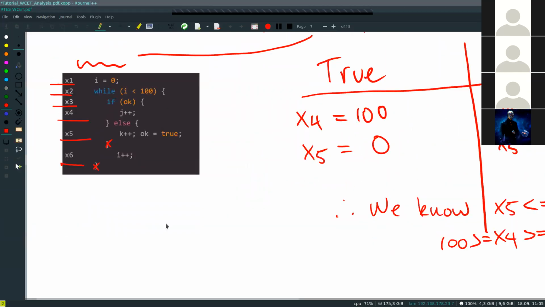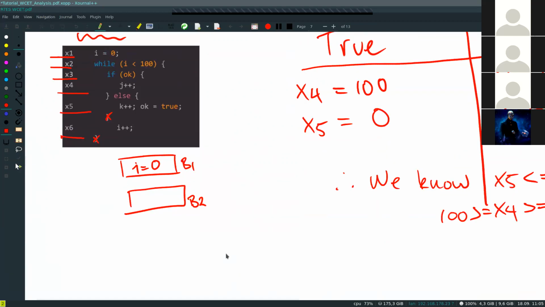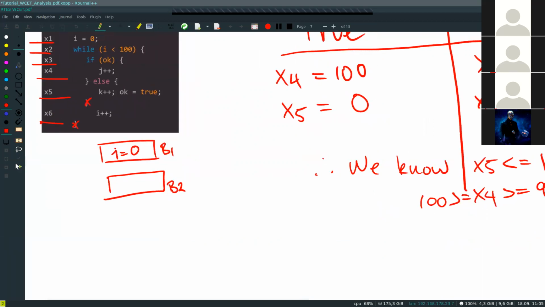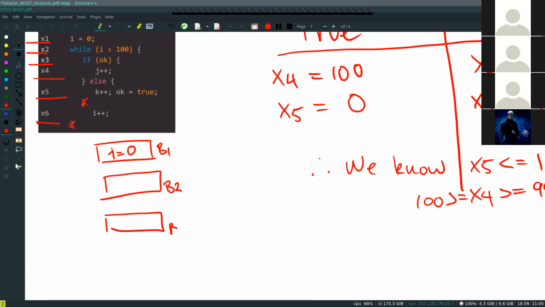So we have basic block B1, and this is I equals 0. Then we have B2, B3, B4, B5.